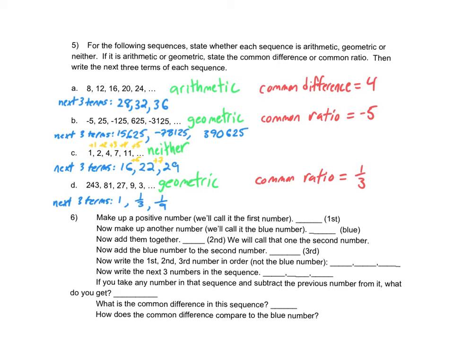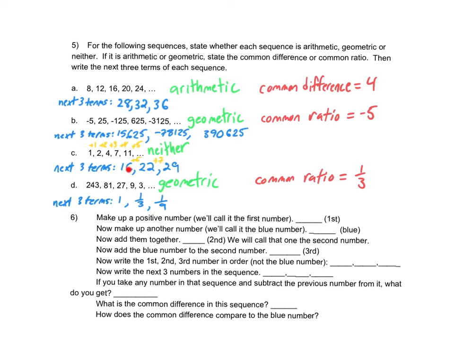For C here, I put it in yellow. I noticed there was a pattern that going from 1 to 2, I added 1. And then to go from 2 to 4, I added 2. To go from 4 to 7, I added 3. To go from 7 to 11, I added 4. So, oh, look, I see a pattern. I add 1, add 2, add 3, add 4. The next one's going to be adding 5.